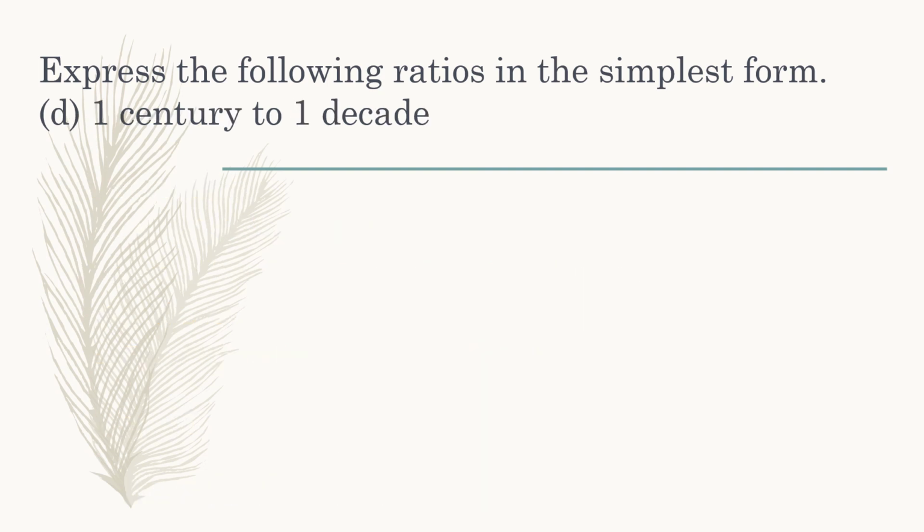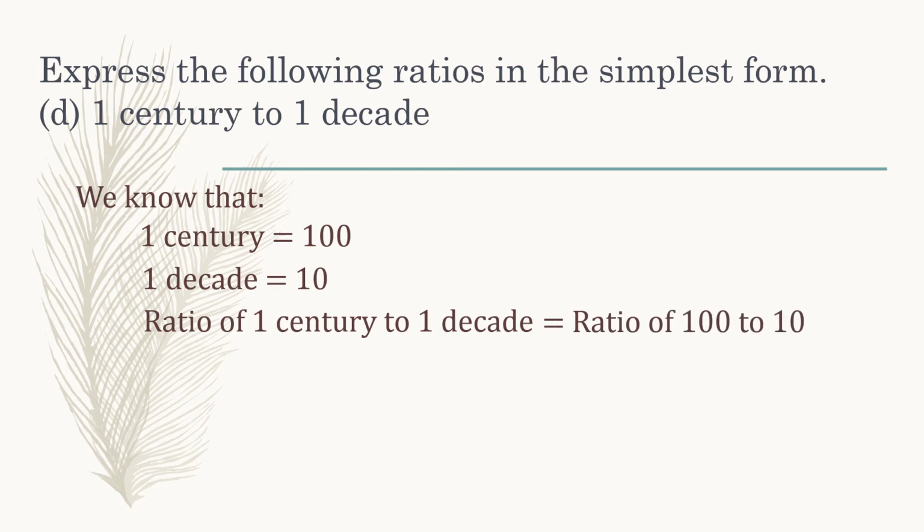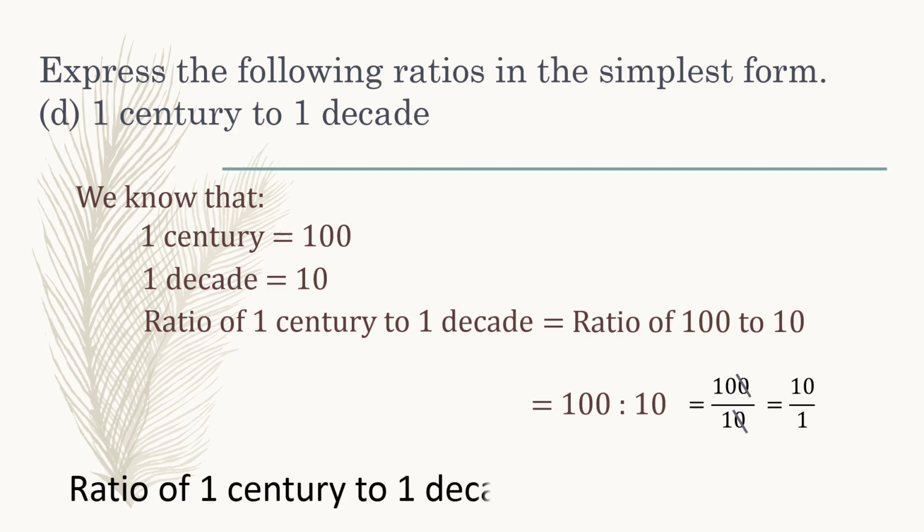The next is question number D. 1 century to 1 decade. We know that 1 century is equal to 100 years and 1 decade is equal to 10 years. So the ratio of 1 century to 1 decade is equal to the ratio of 100 to 10, which is 100:10. To simplify, write it as a fraction, that is 100 upon 10. Now cut 0 by 0. We get 10 upon 1. So the ratio of 1 century to 1 decade is 10:1.